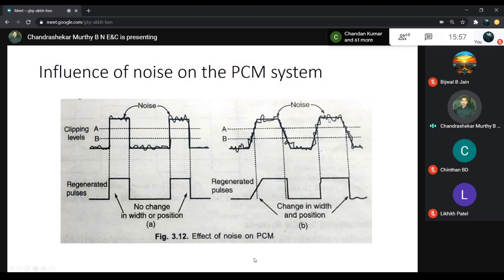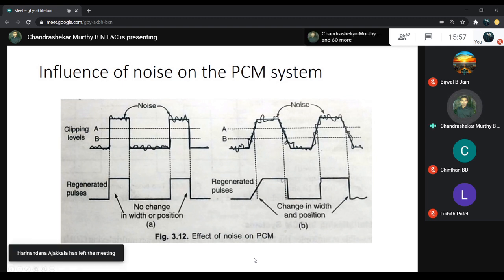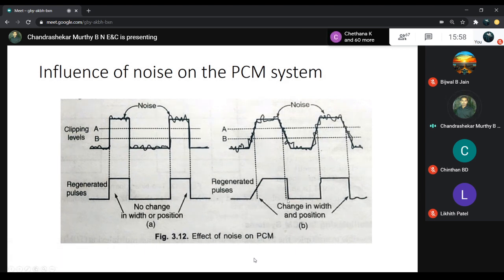So this is the given signal. It is regenerated using a regenerator. This is the expected output. In this case, the width and the position are both altered. So for any given signal, pulse code modulation is unaffected by the noise.